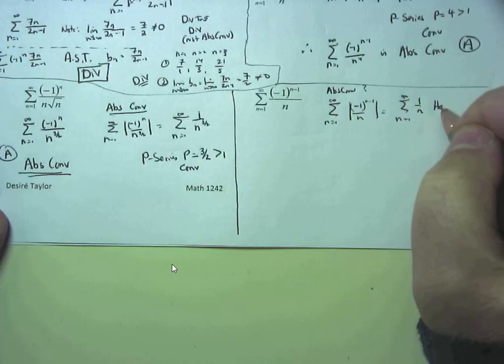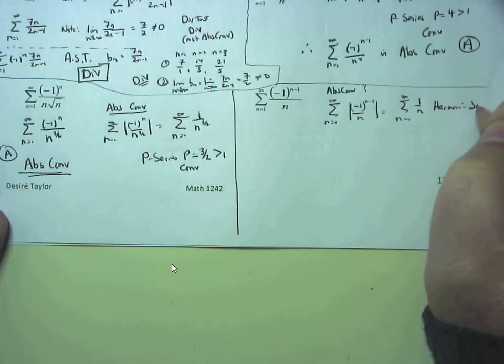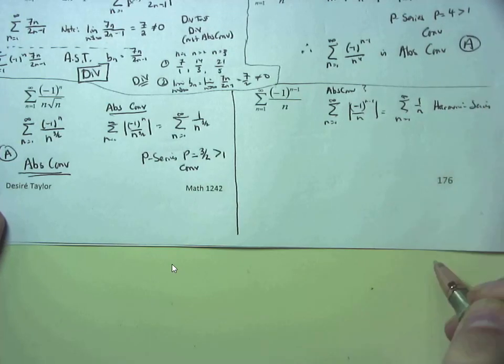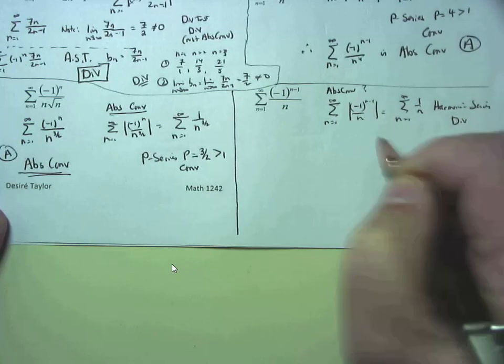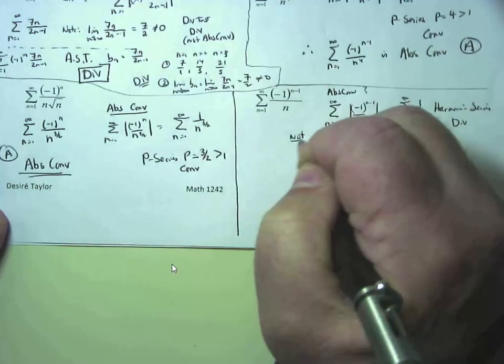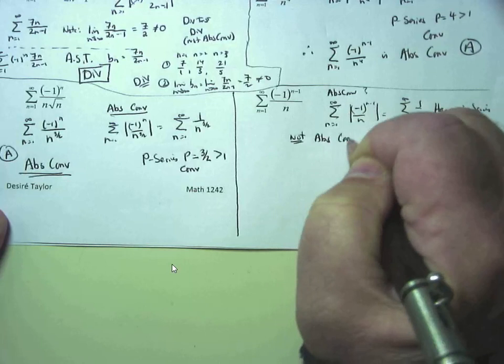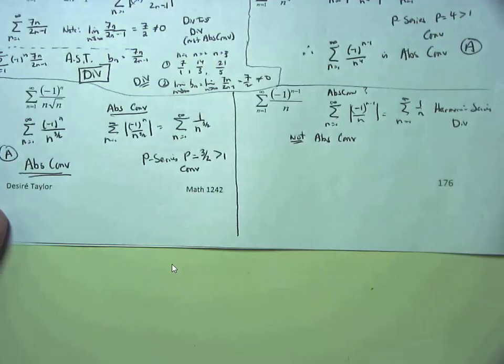This one is the harmonic series. And what does the harmonic series do? It diverges, which means this guy is not absolute convergent. So then I go to the next level.